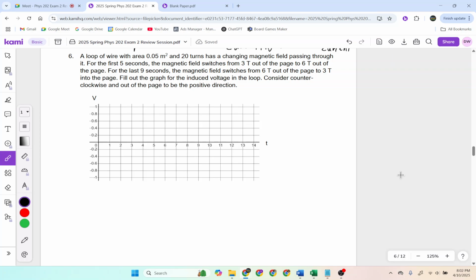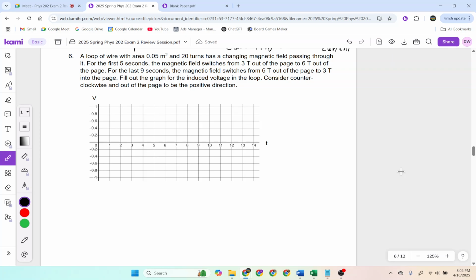Number 6, this one's basically taken from his practice exam, but I made it a little bit different. A loop of wire with area 0.05 meters squared and 20 turns has a changing magnetic field passing through it. For the first 5 seconds, the magnetic field switches from 3 Tesla out of the page to 6 Tesla out of the page, and then for the last 9 seconds, the magnetic field switches from 6 Tesla out of the page to 3 Tesla into the page. Fill out the graph for the induced voltage in the loop. Consider counterclockwise and out of the page to be the positive direction. Okay, that's very helpful because it's telling us which way is positive, and they should do that on the test.